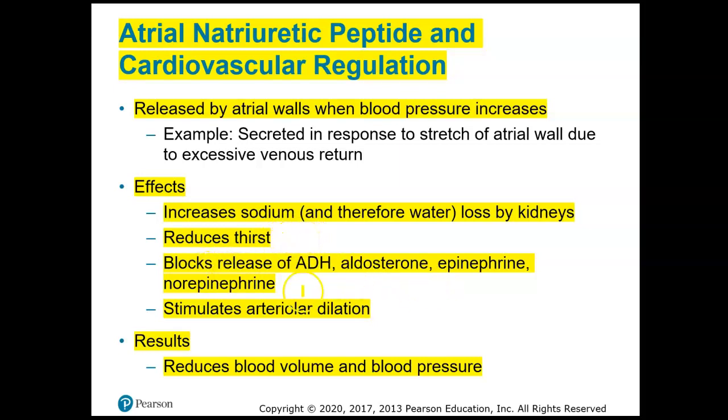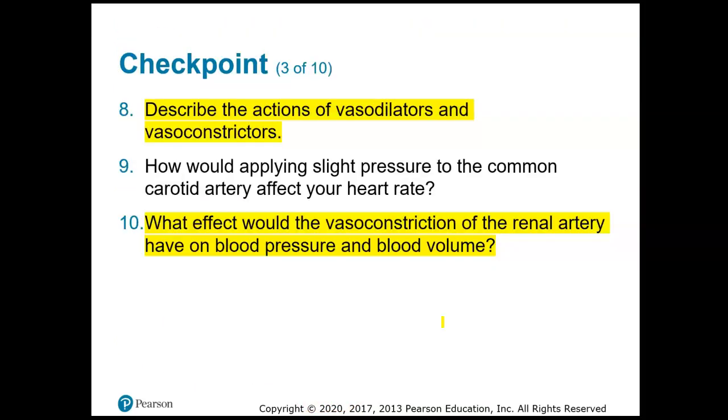It blocks the release of all these other hormones that we know are going to act opposite of ANP. So it blocks the release of ADH, aldosterone, epinephrine, and norepinephrine. And instead of constricting arterioles, it dilates arterioles. Vasodilation will have a lowering effect on blood pressure, and vasoconstriction will raise blood pressure. So ANP, the final result is that it lowers blood volume and therefore blood pressure.